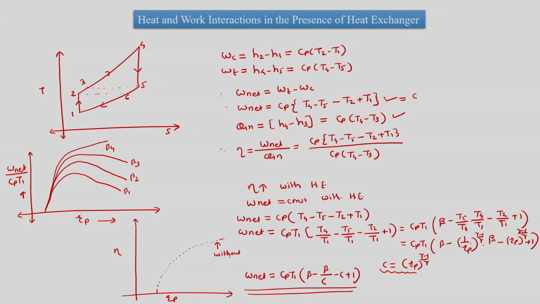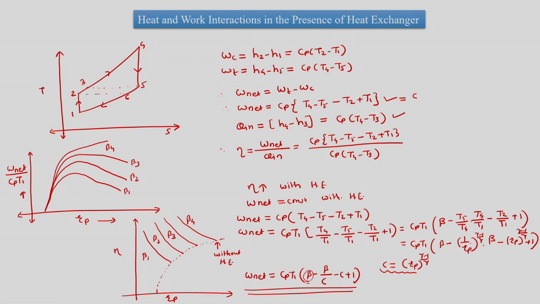We had seen this plot earlier, and this is efficiency variation with respect to Rp, but now this efficiency would have beta in it. The Brayton cycle efficiency is independent of beta. It is only a function of Rp without heat exchanger, but now with heat exchanger it becomes a function of beta. So we have to plot it for different betas. So in this case efficiency is like this. So this efficiency is for beta 1, beta 2, beta 3, beta 4.